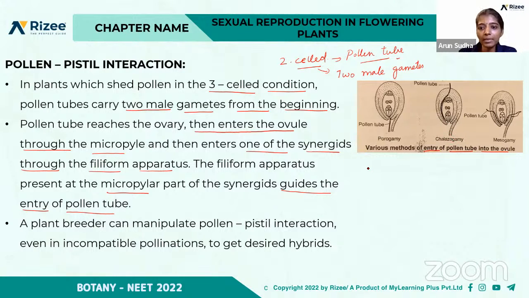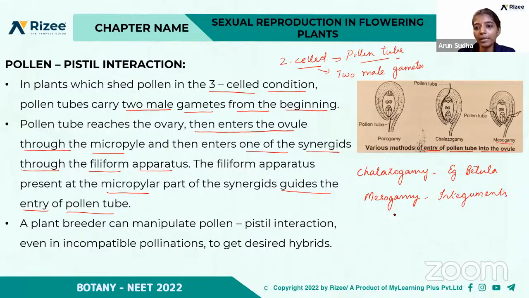An example for chalazogamy is Betula. In some plants it enters through the chalaza. Or in the case of mesogamy, it enters through the integuments. An example is Cucurbita. Or through the funiculus.